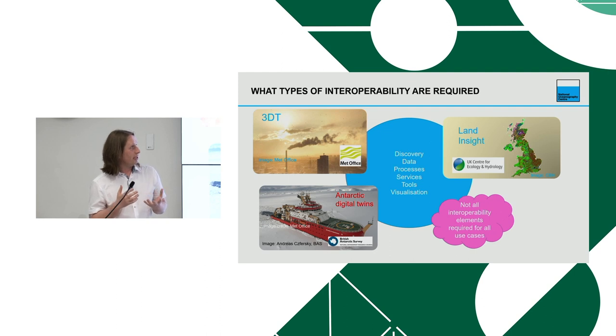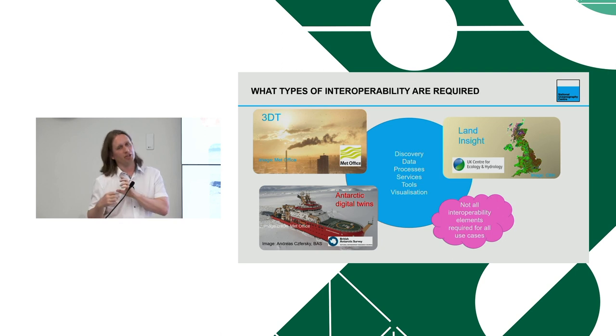But we found that you'd need different interoperability across different twins. You need potentially discovery of assets and elements in them. The data between them would potentially be exchanged. If you look at wind force and the sea ice, potentially Met Office to BAS. The processes and services, the tools you're using within those twins to do your predictive work, and the tools and visualization need to be shared. But you don't need all those elements across all twins.